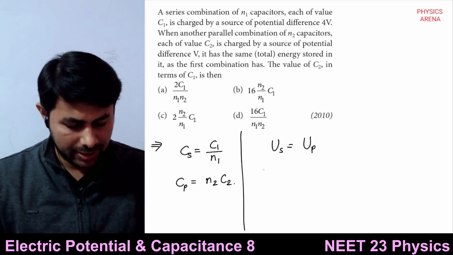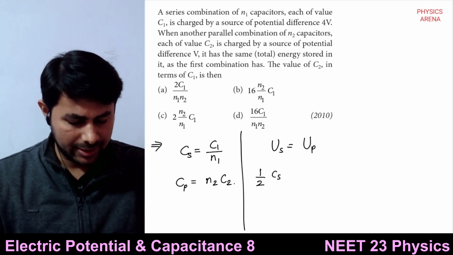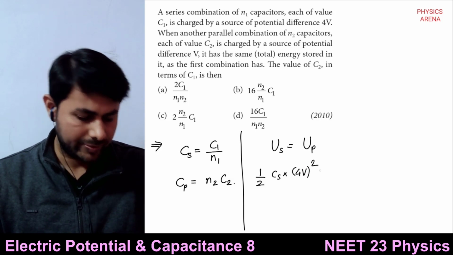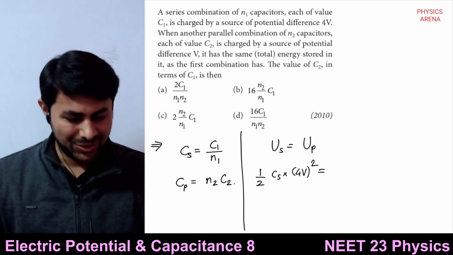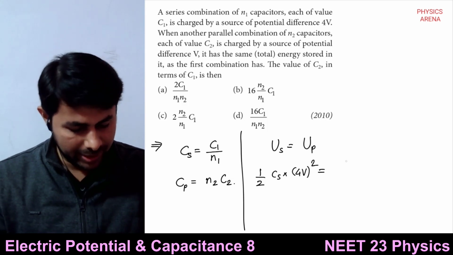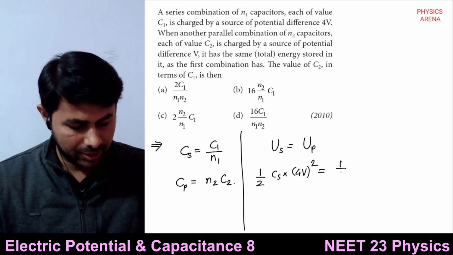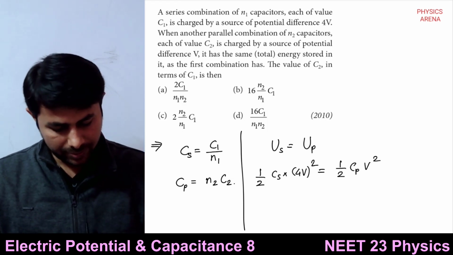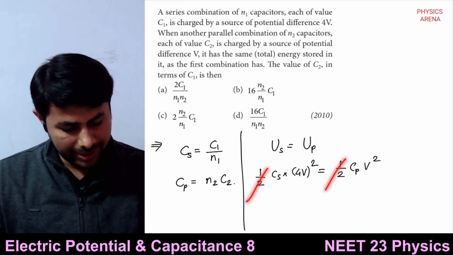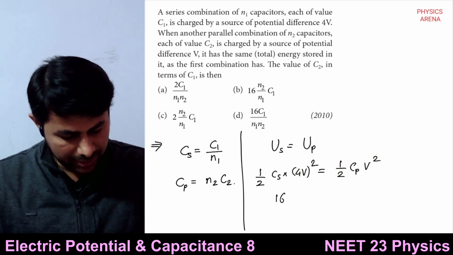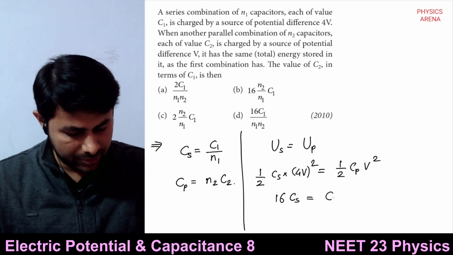So what is the energy of the series? Half of CS multiplied by V square, where V is equal to 4V. And CP is N2 C2, so here you have half of CP multiplied by V square. Half and half get cancelled, V square gets cancelled. So you have 16 CS is equal to CP.